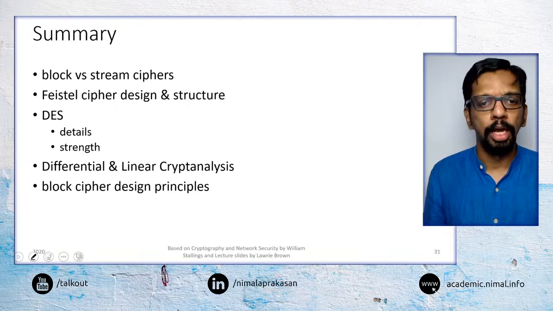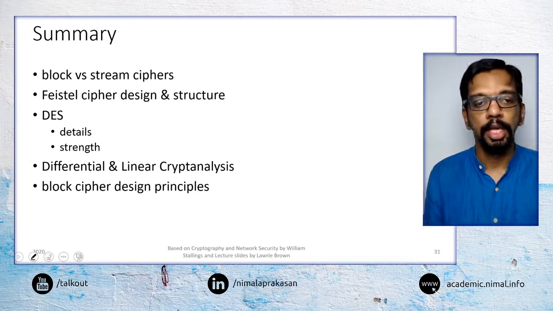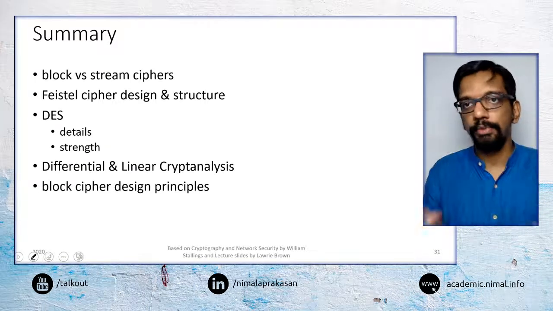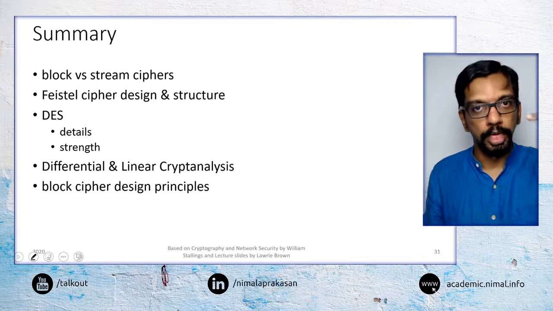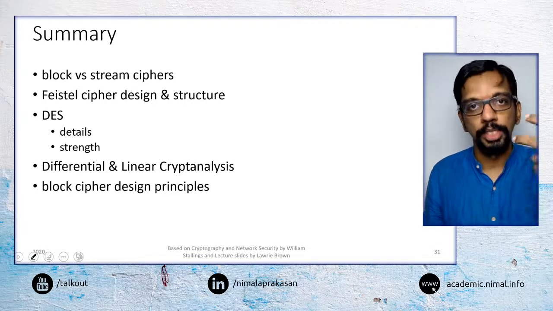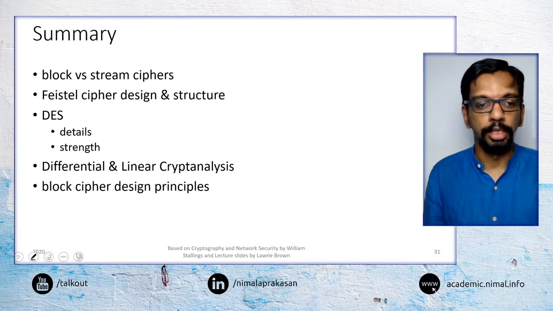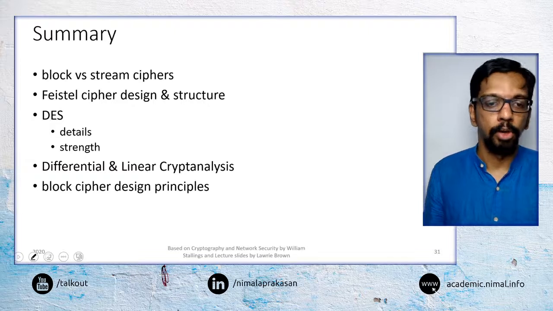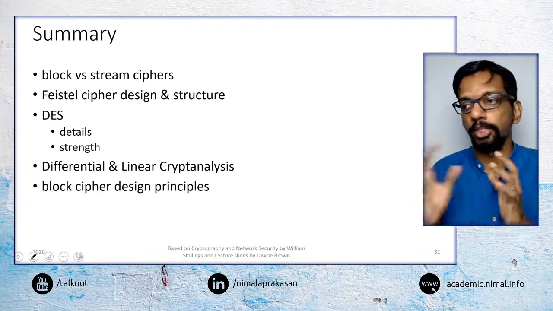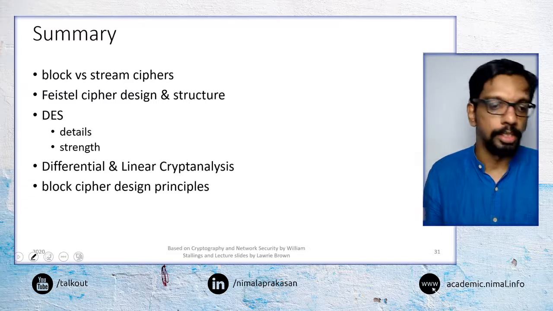So as a summary, we briefly discussed the difference between block ciphers and stream ciphers, and the Feistel cipher structure design, the left, right structure. Then we briefly talked about the operation of DES, the history of DES, and how the DES algorithm is designed, the encryption process, and the decryption process. Then we also touched upon some of the differential and linear cryptanalysis possibilities and how they can be compromising for some of these block cipher algorithms.